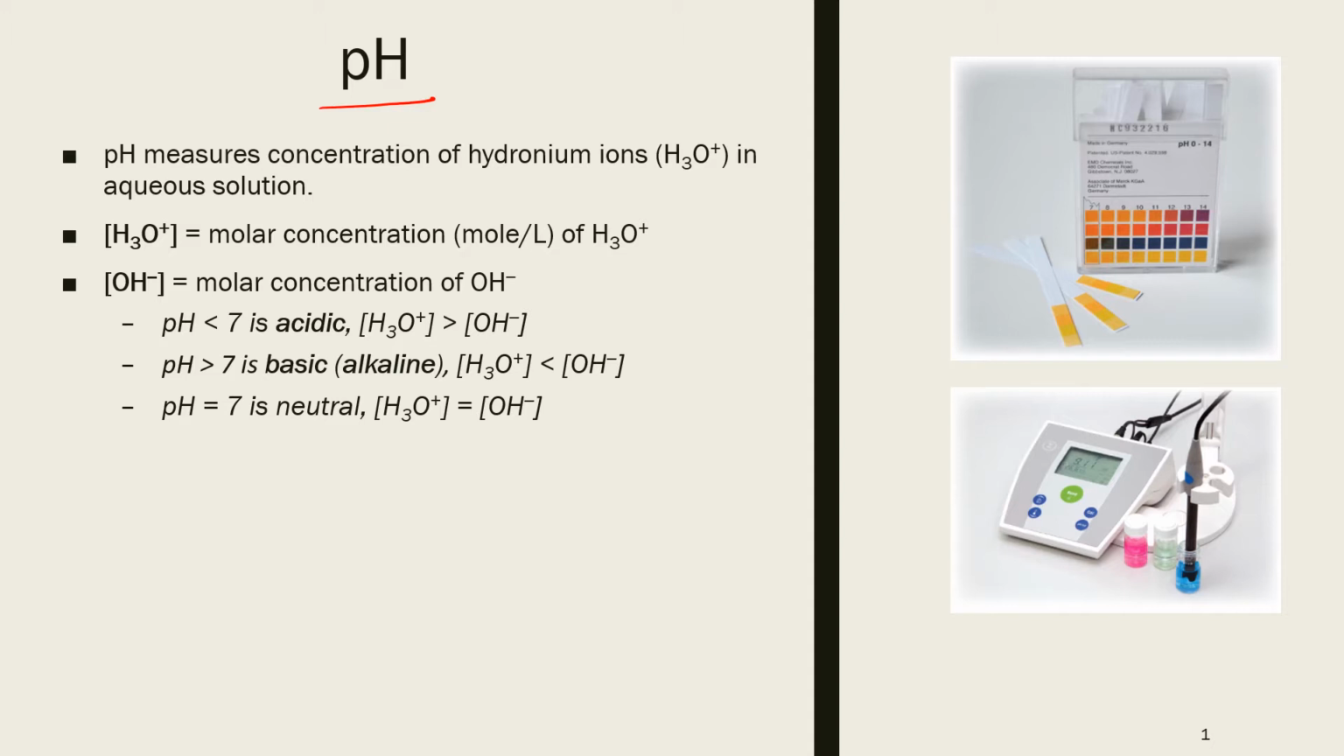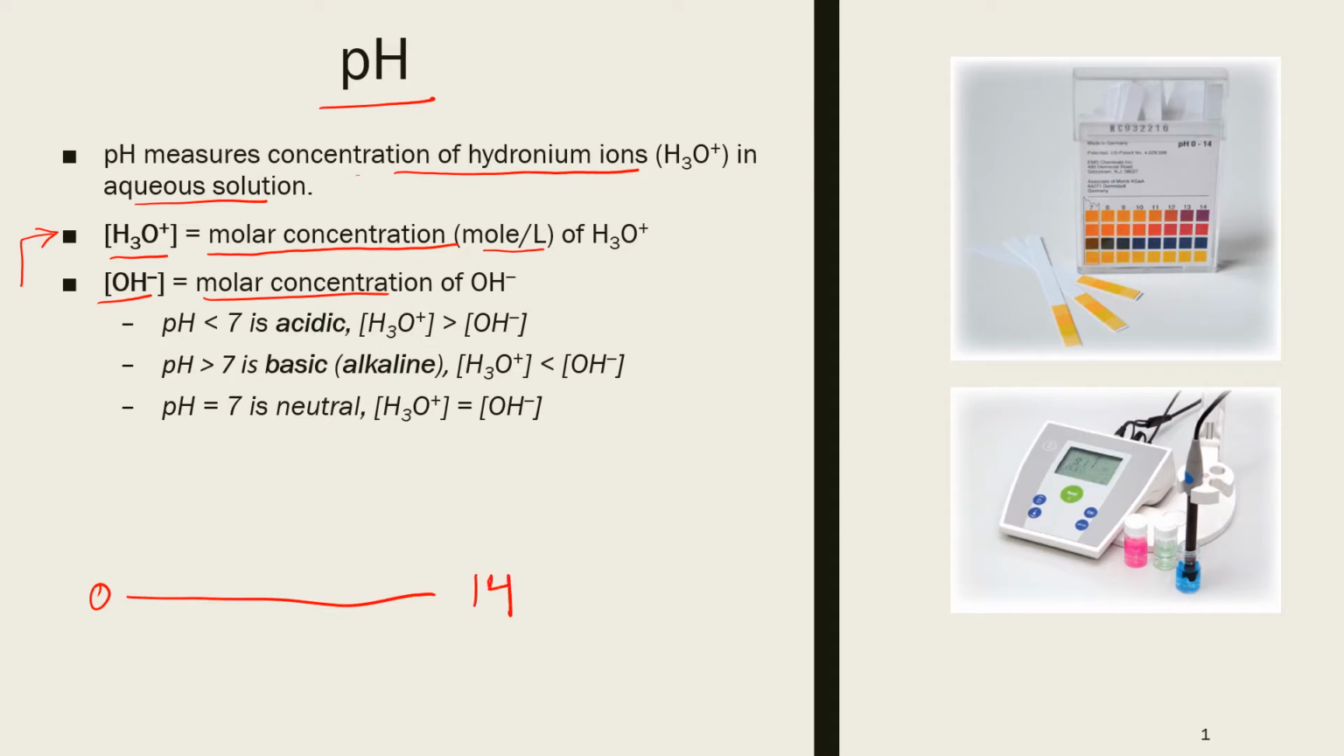pH measures the concentration of hydronium ions in aqueous solution, and because acids produce hydronium ion in aqueous solution, in turn it can also be used to measure the strength of acid. The concentration of both hydronium ion and OH negative ion is expressed in molar concentrations, which has the units of moles per liter. It's also known as molarity. Depending on the concentration of hydronium ion, the pH value can be anywhere from 0 to 14.